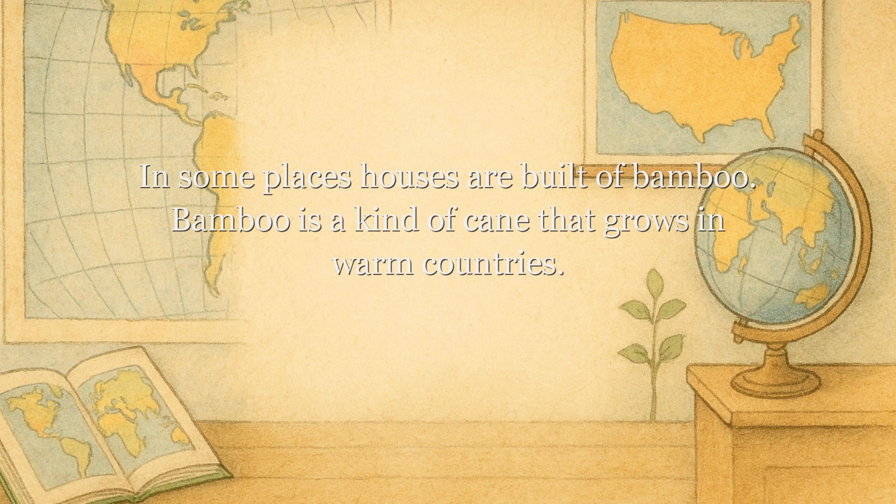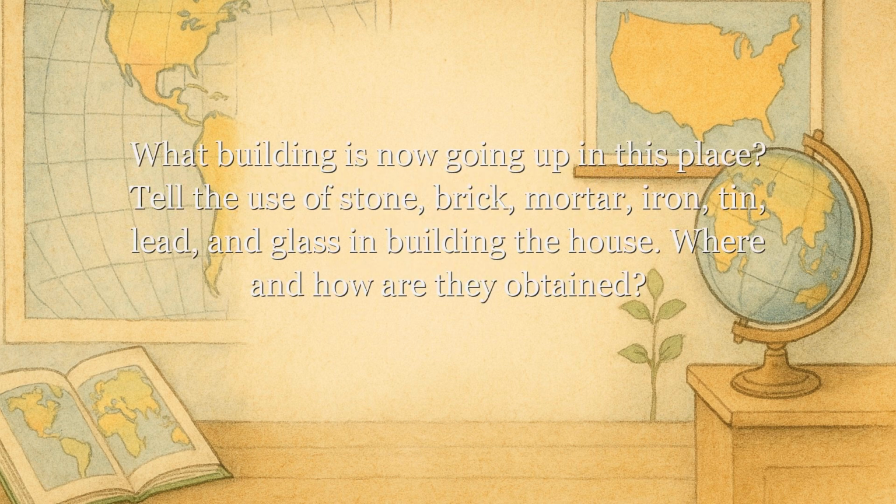In some places, houses are built of bamboo. Bamboo is a kind of cane that grows in warm countries. What building is now going up in this place? Tell the use of stone, brick, mortar, iron, tin, lead, and glass in building the house. Where and how are they obtained?